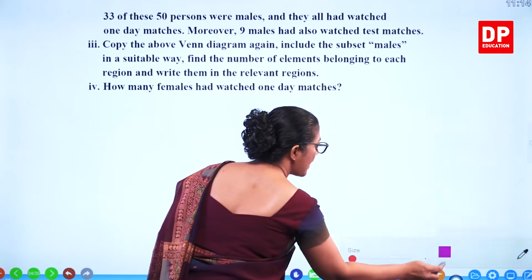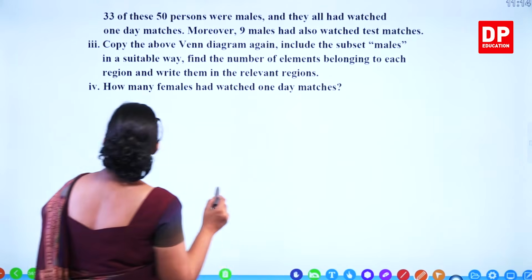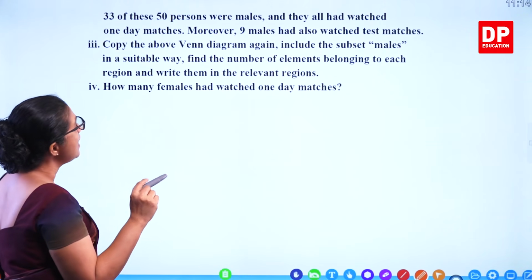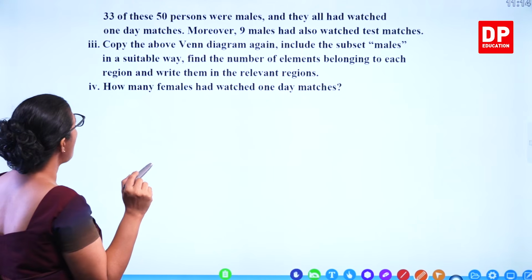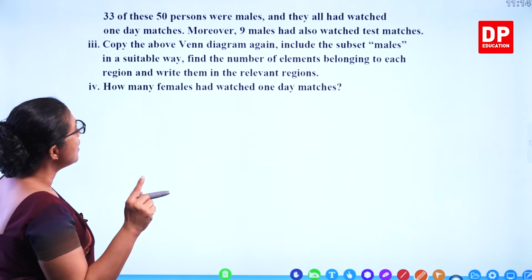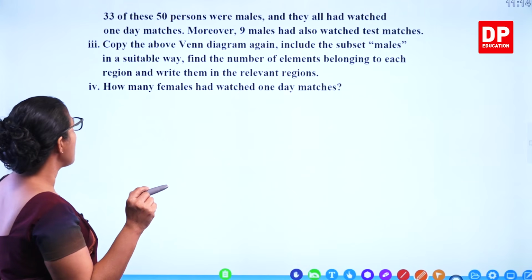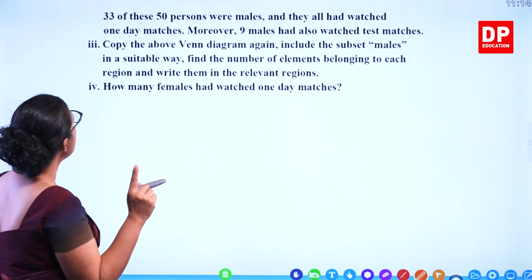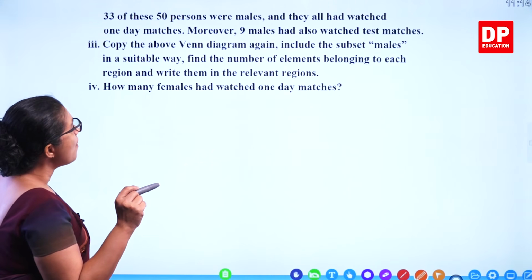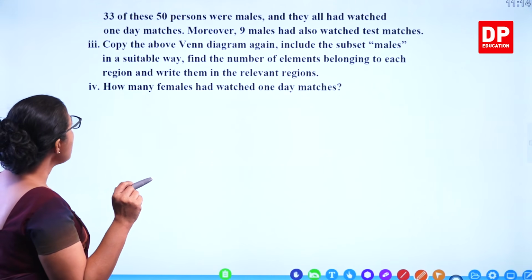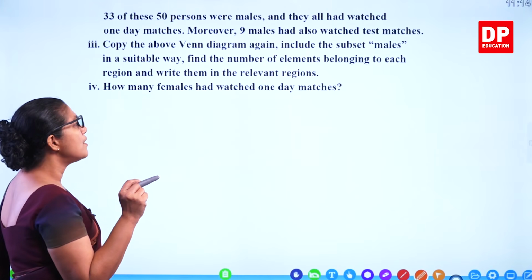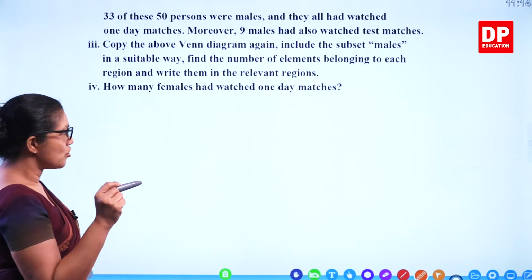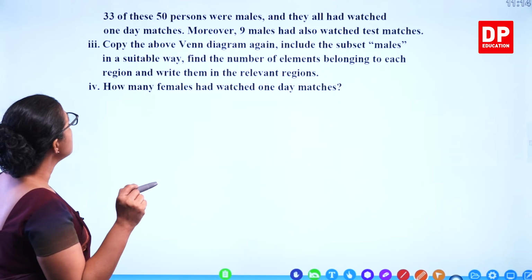So next part it says 33 of these 50 persons were males and they all had watched one-day matches. Moreover, 9 males had also watched test matches. Copy the above Venn diagram again. Include the subset males in a suitable way. Find the number of elements belonging to each region and write them in the relevant regions. And then find out how many females had watched one-day matches. So you need to draw it again.